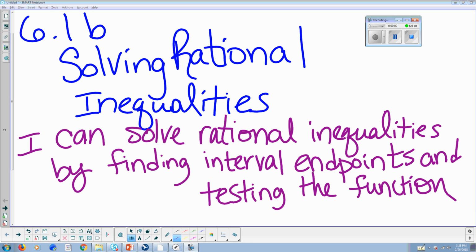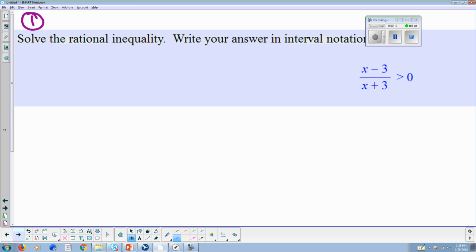Hello students, and welcome to your notes on lesson 6.1b, solving rational inequalities. Our learning target is I can solve rational inequalities by finding interval endpoints and testing the function. So we're going to get right into our examples.